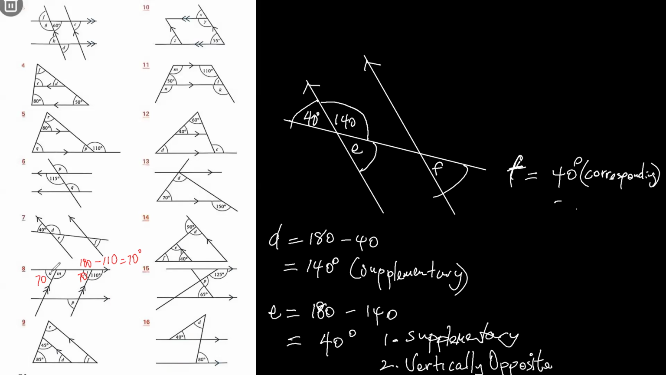70 on a straight line, so this will be 110. And then this and this correspond. And then this is 70 because it corresponds again. So if you look for corresponding angles, you could work it really fast. All right? Let's look at number 9. I'm just rushing it through.